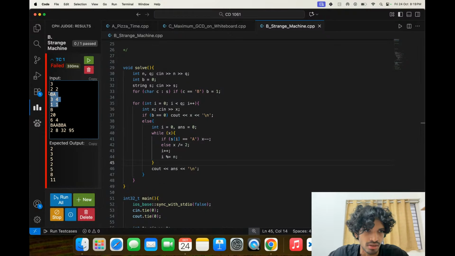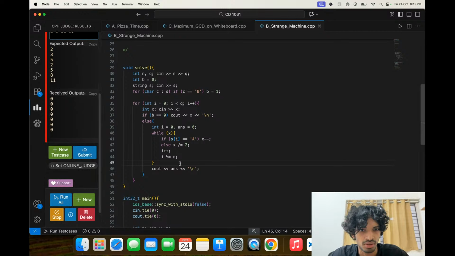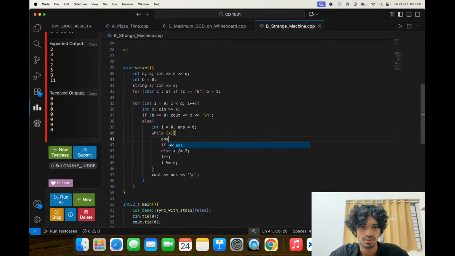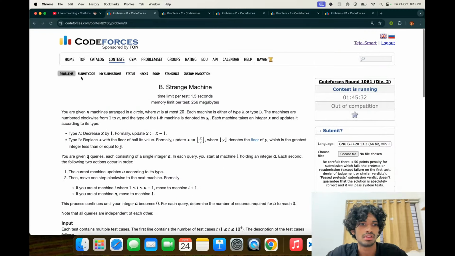So there is b here, right? So what's happening? Why is it being 0? I have to do answer plus plus. I have to be careful.